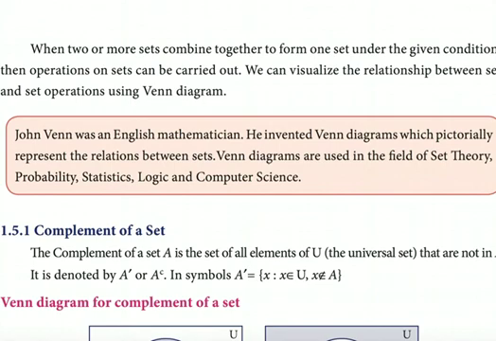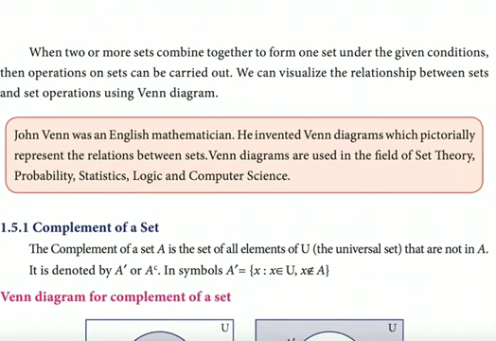When two or more sets combine together to form one set under the given conditions, then operations on sets can be carried out. We can visualize the relationship between the sets and set operations using a Venn diagram. John Venn was an English mathematician. He invented the Venn diagram, which pictorially represents the relation between the sets. Venn diagrams are used in the field of set theory, probability, statistics, logic, and computer science.